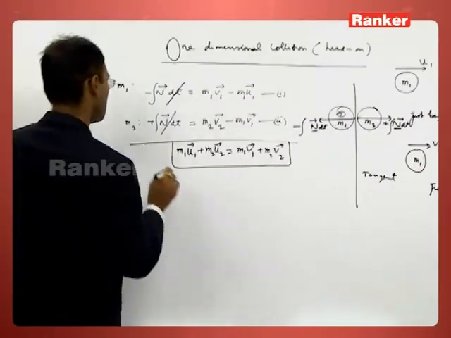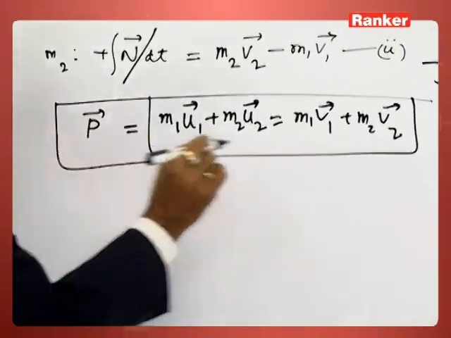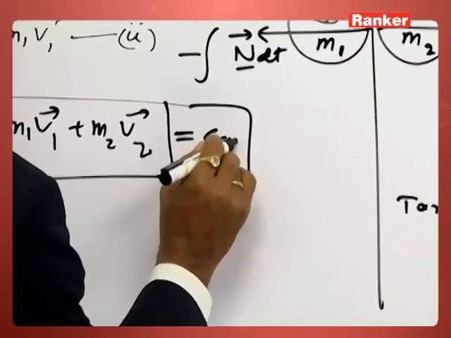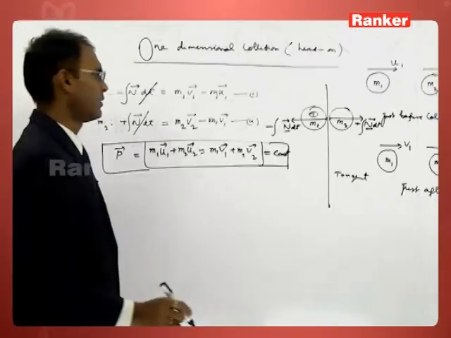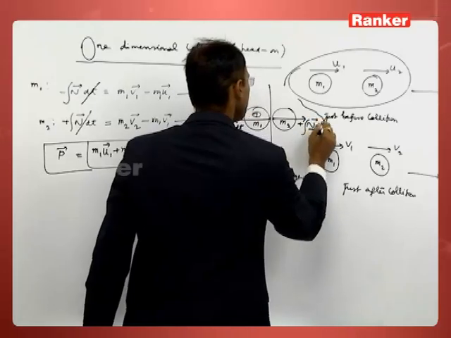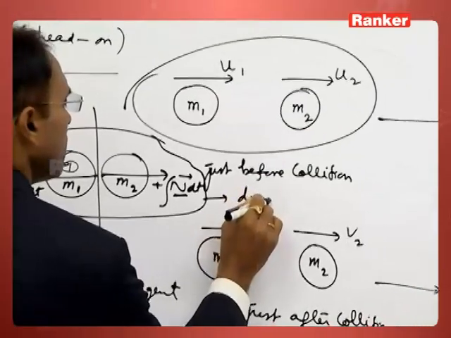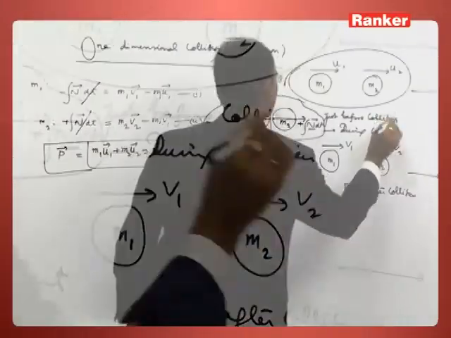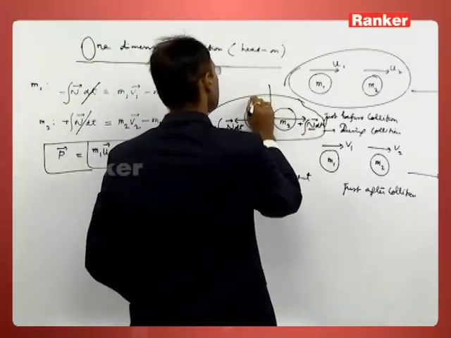Now this is called conservation of linear momentum. If you take this as a system, during the interaction, during collision, the net force acting on the system is 0. This is the system of particles.